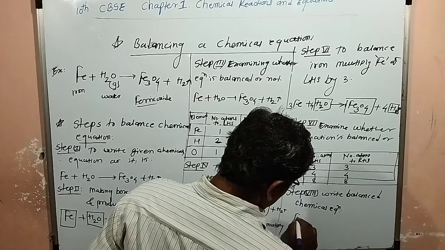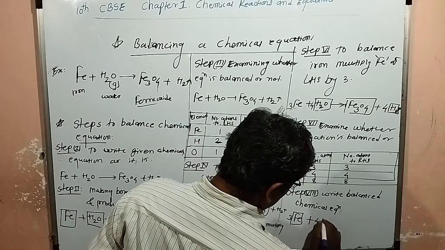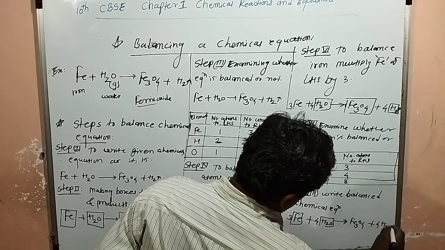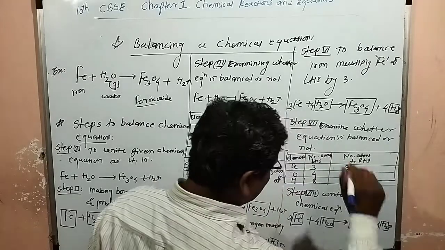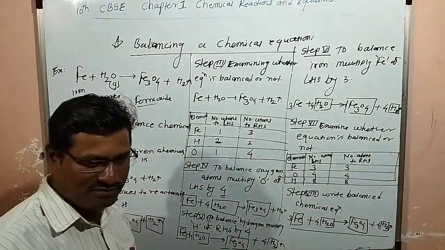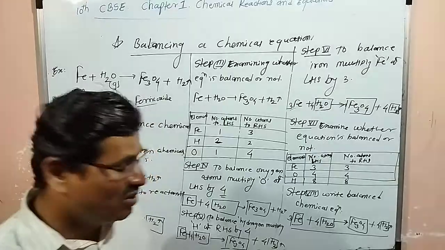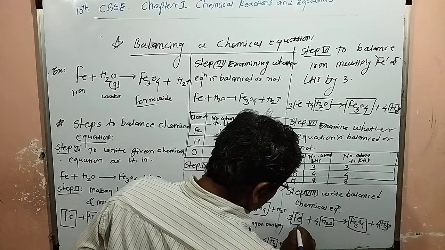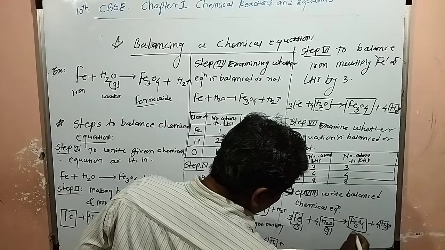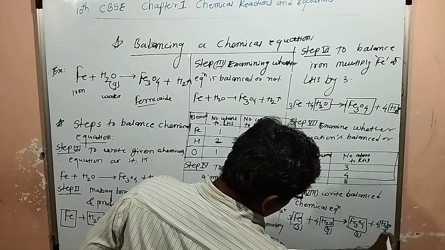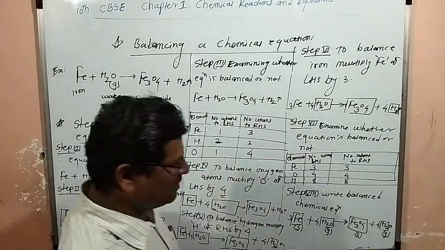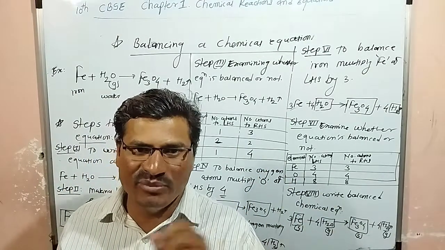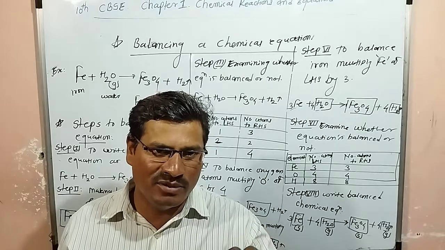So we'll write that balanced chemical equation. 3Fe plus 4H2O. It gives Fe3O4 plus 4H2 gas. So in this way we have to do the boxes, and this is the balanced chemical equation. And at last we have studied, you have to mention the states of all the reactants and products. So here Fe is in the solid state, H2O is in the gaseous vapor state, Fe3O4 is in the form of solid, and H2 gas is in the gaseous state. So these are the steps to balance the chemical equation, and this method is called the trial and error method.